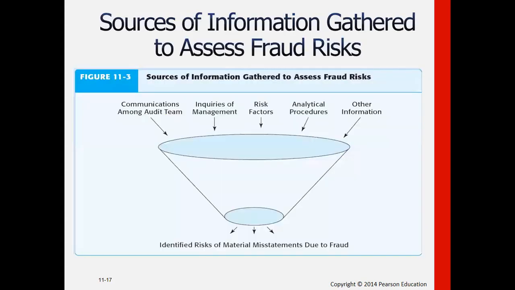as we do our jobs as auditors. Then here are the sources of information gathered to assess fraud risks. At the bottom, as we can see on this particular figure 11-3, it's like a reverse funnel. At the bottom are the identified risks of material misstatements due to fraud. On top, the bigger circle, we can have the information about assessment of fraud risks: communications among the audit team, because again, in audits, we work in teams and we have to talk with our team members; inquiries of management, where we ask management certain questions or about certain procedures; and then risk factors, which we have to consider, like the ones we discussed a while ago.